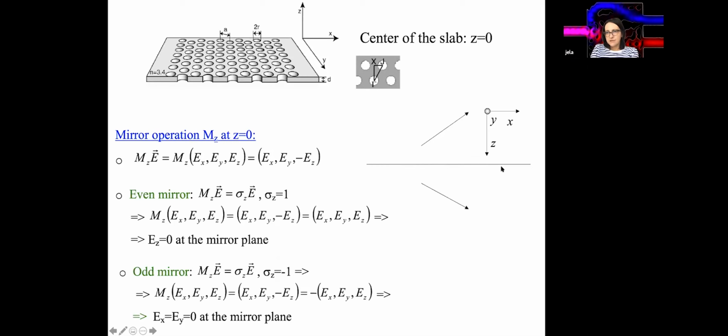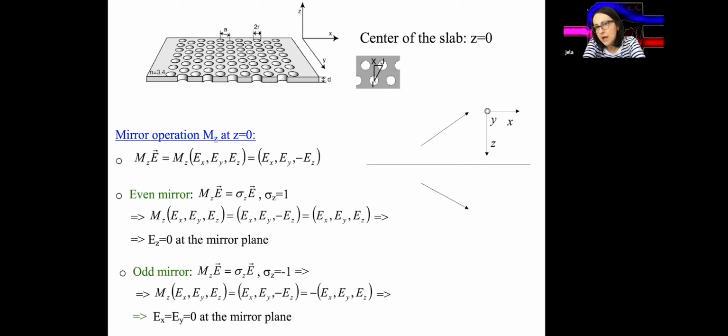Does this make sense? Okay, and then odd mirror, which is the same as TM-like modes, means that the electric field is an eigenvector of the mirror operator corresponding to sigma z equal to -1. If you go through the same simple calculation, that means that the mirror operation applied to the electric field vector is the same as the negative of the electric field vector, but that means that EX and EY have to be equal to 0, right? Otherwise you cannot have EX and EY being equal to negative EX and EY. And that means that both EX and EY have to be 0 at the mirror plane. So the only electric field component that you have is EZ, okay?